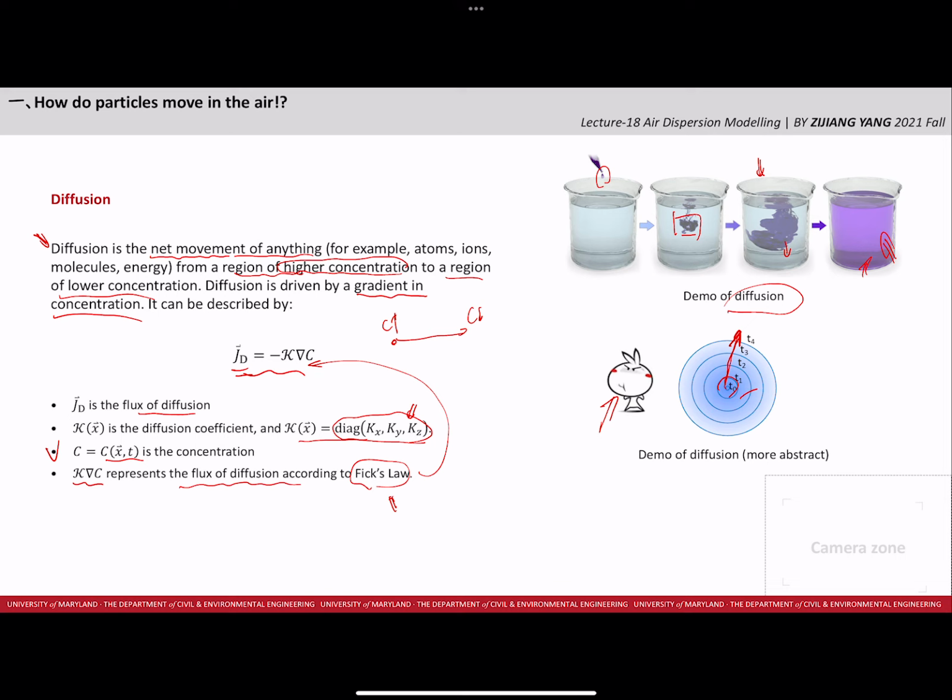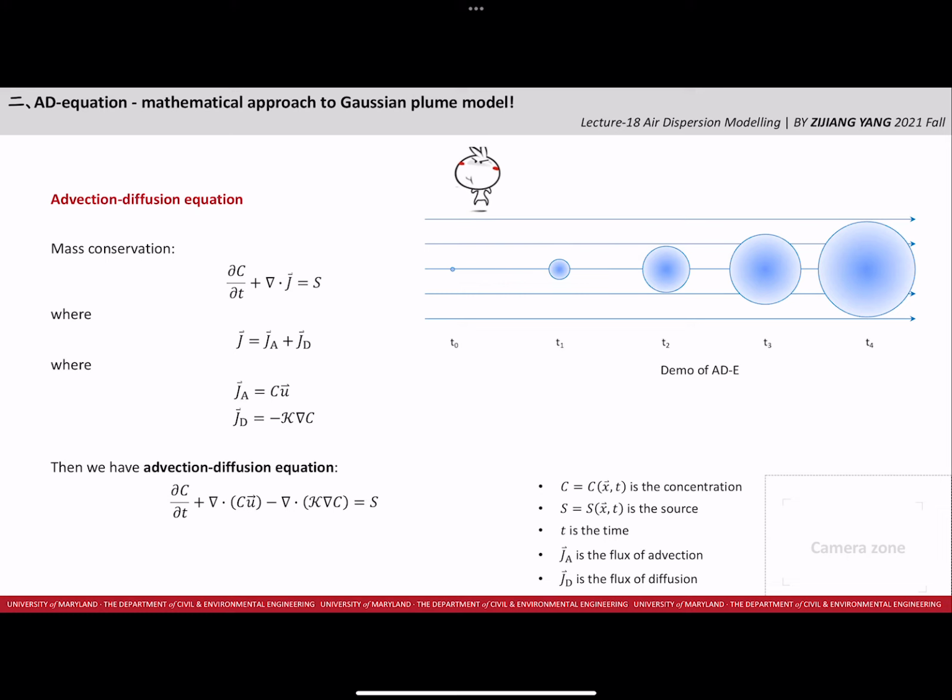So kind of like this. So for the advection and diffusion, do you guys have any questions? No? Okay. And then we can put these two movements together.